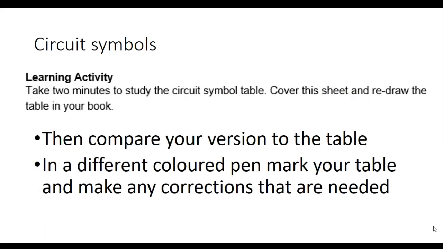What I would like you to do then is take a couple of minutes to study the table of symbols. You then need to cover this up and try to redraw the table as best as you can from what you can remember in your booklet, or just on a separate sheet of paper if this is easier for you. After that, you need to compare your new version to the original table, and in a different coloured pen you need to mark your table and make any corrections that are needed, and add anything that you are missing.